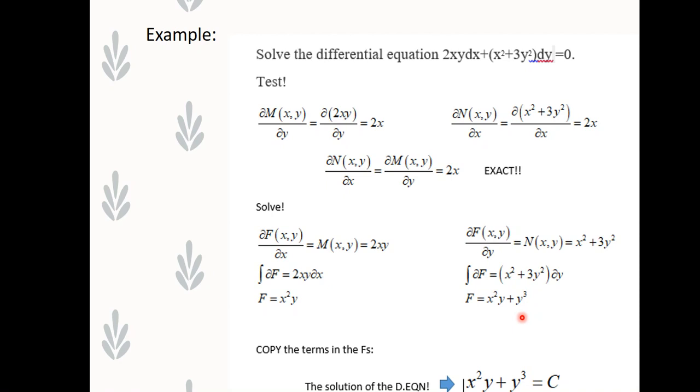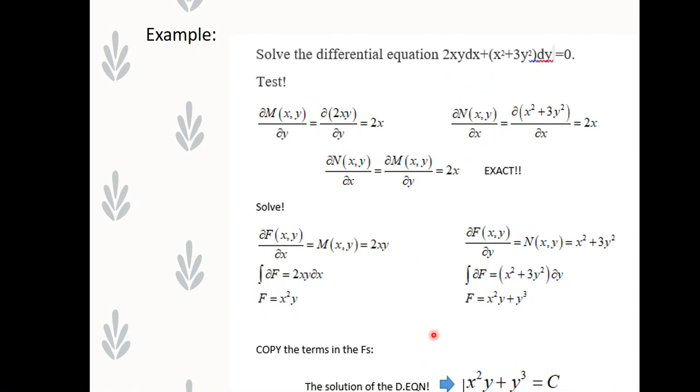Now, in comparison, look at the terms that are present in your solutions. You have two solutions here: that from the integral of m, and that from the integral of n. So, you have a common term, which is x squared y. You copy that. And you have another term, which is y cubed. So, these two terms now will be the solution of this given exact first-order differential equation. Always, we write the arbitrary constant of integration on the right side of our solution.